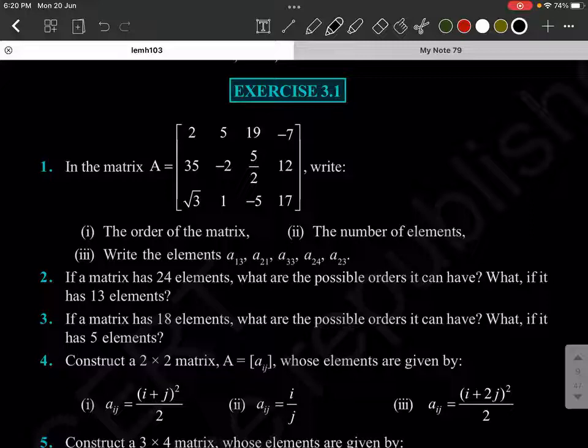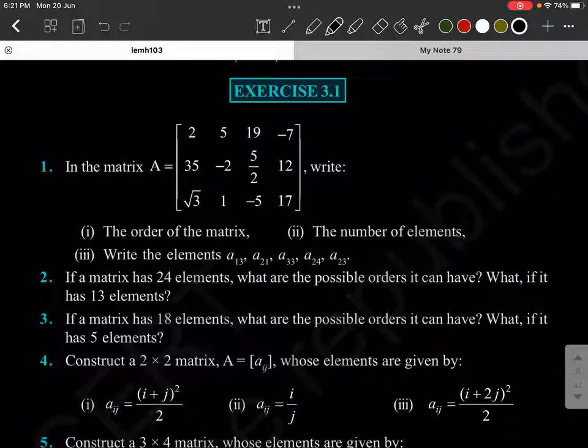So first one, what is the answer? Order of the matrix: 3 by 4. Number of elements: 3 into 4, 12. Write the elements: a13, first row, third column, 19. a21, second row, first column, 35. a23, that is 3. a24, second row, fourth column, 12. 2 by 3... 5 by 2. Okay.